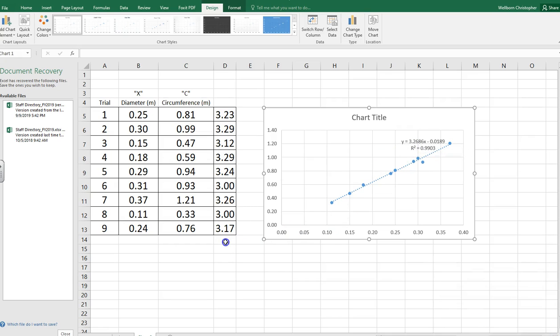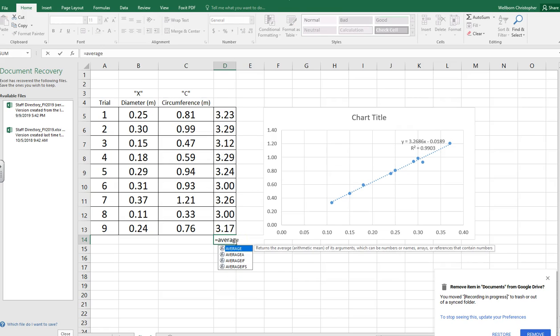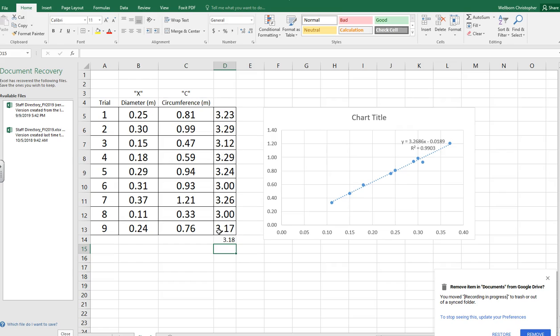Maybe, with significant figures, I'm supposed to say 3.3. I don't know. It doesn't matter to me. I guess 3.27 would be right. I never worry about that stuff. We could, if we wanted, compare that to the average. You can type equals average, parenthesis, and find the average of all these and see how it compares. I'm not worried about which one's better or closer.